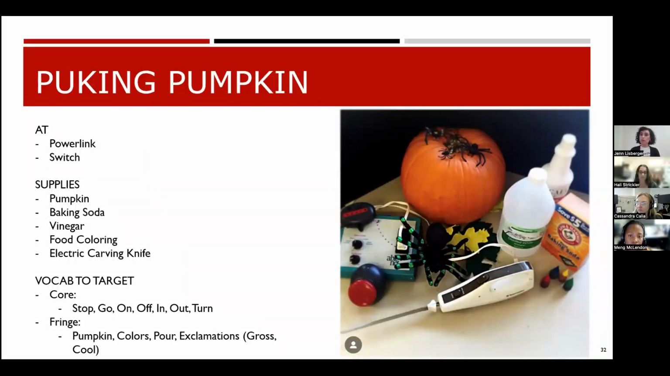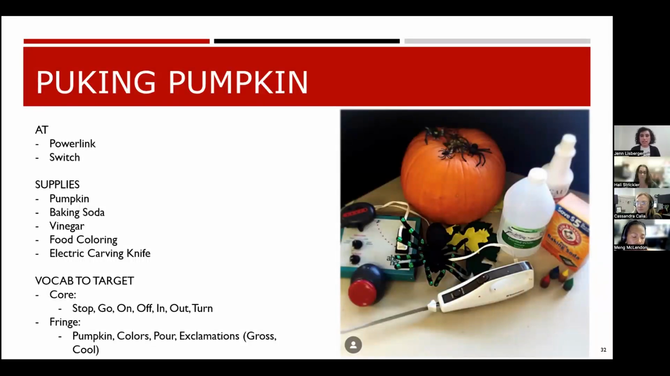In this picture, it's an older power link. That blue box is an old power link, but you need that and a switch. That is all the AT that you need for this activity. Your supplies: you get a pumpkin. The baking soda, vinegar, and food coloring are what make it puke. And then an electric carving knife. If you don't want to use the same one you use at Thanksgiving, see if you can get one on sale, or use your older one for your pumpkin carving activities.